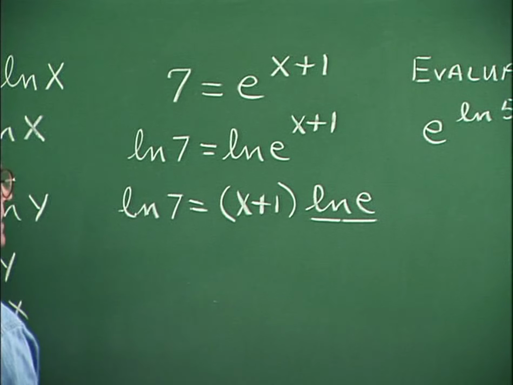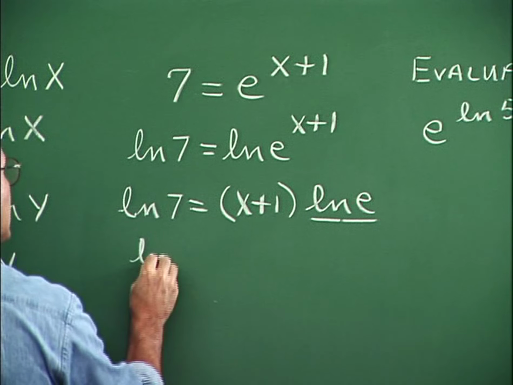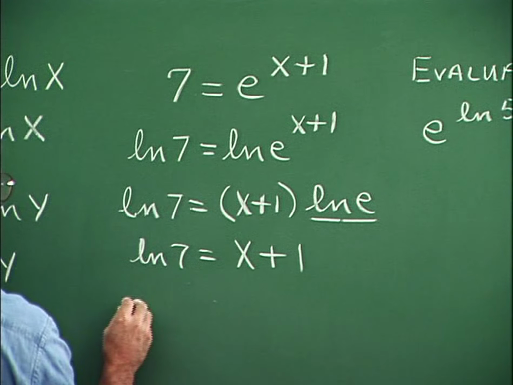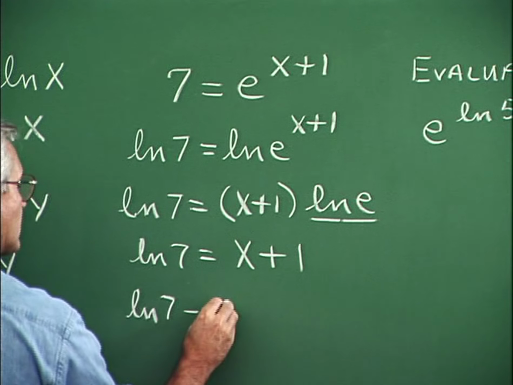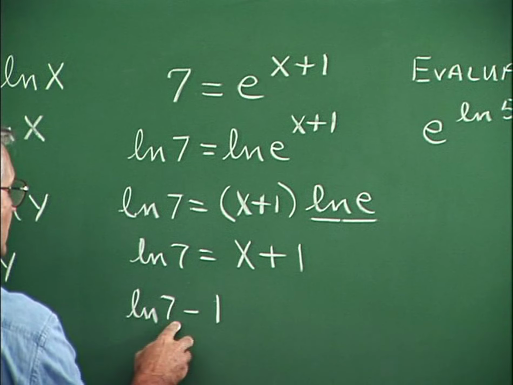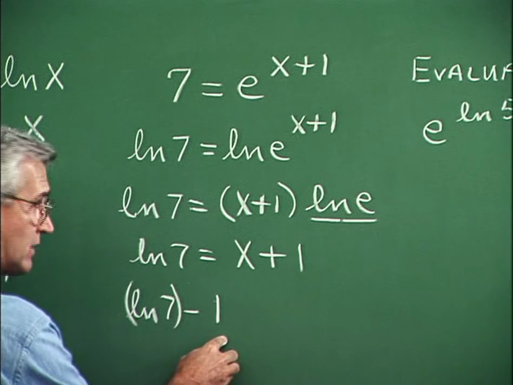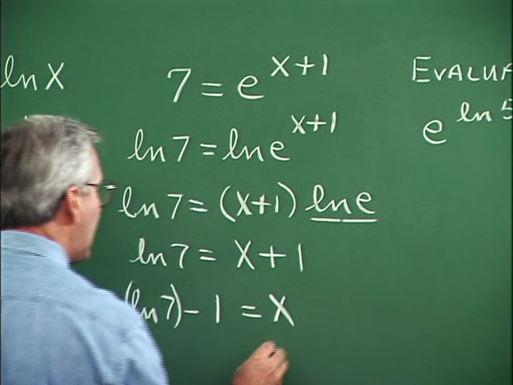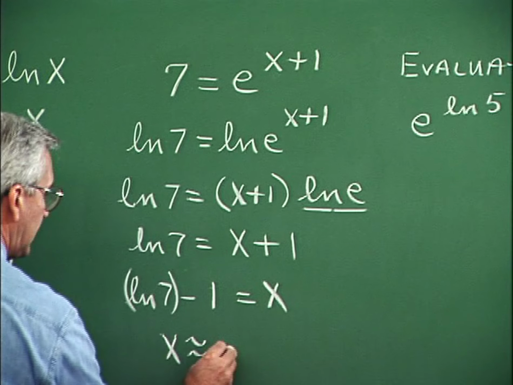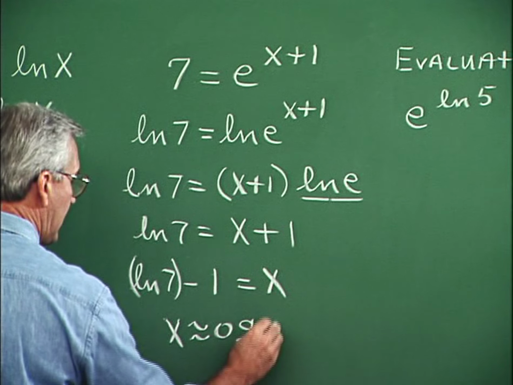So on the right, then, we have x plus 1, and we'll subtract 1 on both sides, so we have ln 7 minus 1. Now, I don't want to imply that this is ln of 7 minus 1. It's ln 7, minus 1. It's kind of like this, equals x. And when we punch the calculator on this, we find x to be approximately 0.946.